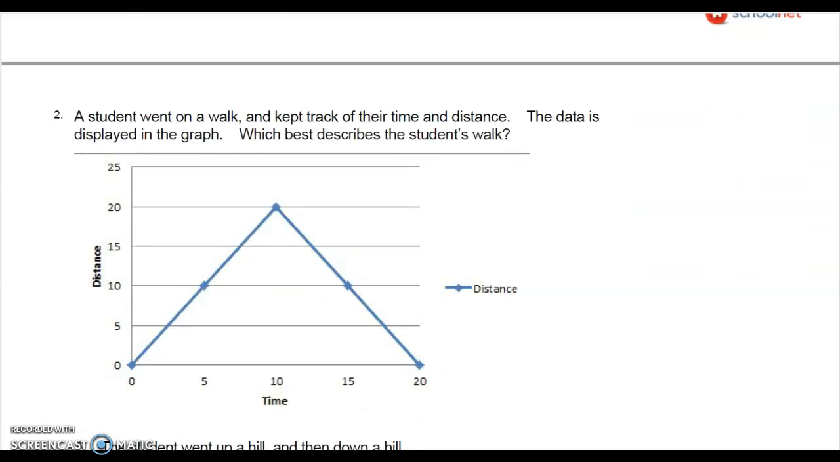Scrolling on down. Student went on a walk, kept track of their time at distance. The data is displayed on the graph. What best describes the student's walk? Now, again, if we do the things that we're supposed to do, the first thing we do is, what kind of graph is this? This is a distance time graph. And when I see this, I know that this is constant speed. I know that this is returning to the starting point. So I need an answer that looks very similar to that.